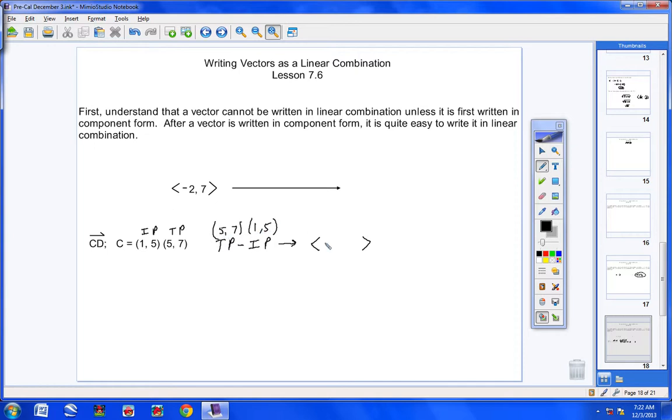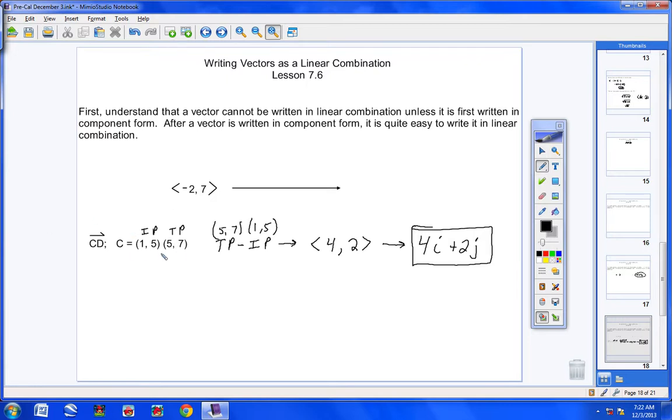5 minus 1 is 4, 7 minus 5 is 2. So there, I took vector CD and I wrote it in component form. And now I want you to write this vector as a linear combination. So your first number is 4, so 4i, your second number is 2, so plus 2j. So this is a new form of a vector, okay?